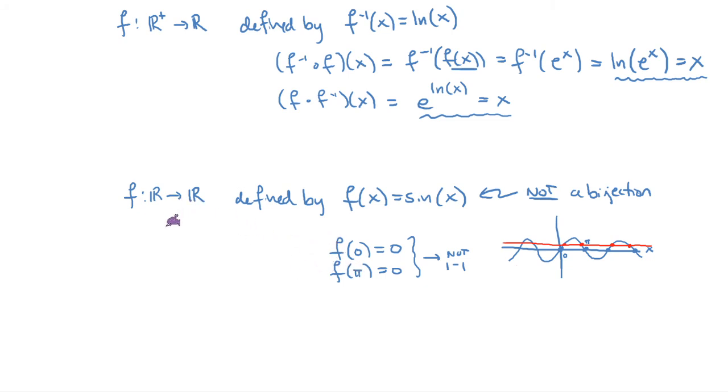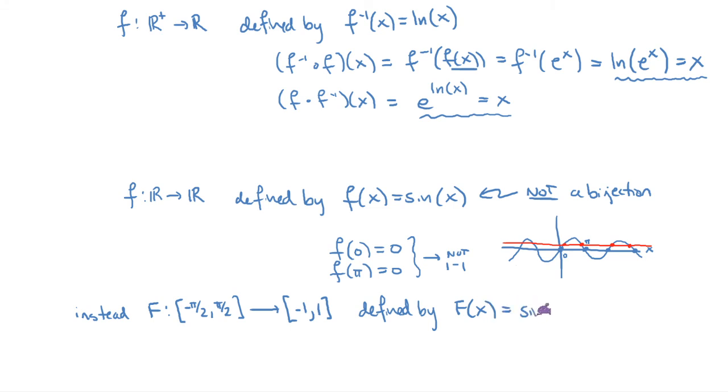So what can you do? Well, you can actually fix the function. And the way that you really just fix the function is you just restrict where the domain and codomain are. So instead, if I define capital F as a function from negative pi over 2 to pi over 2, and this is including those two ends, and it will be to this set from negative 1 to 1. Okay, so set of real numbers here to set of real numbers here, defined by f of x is equal to sine of x.